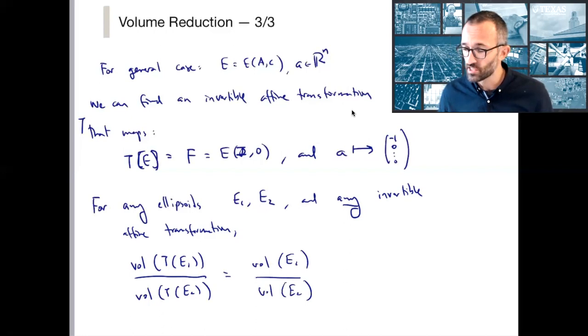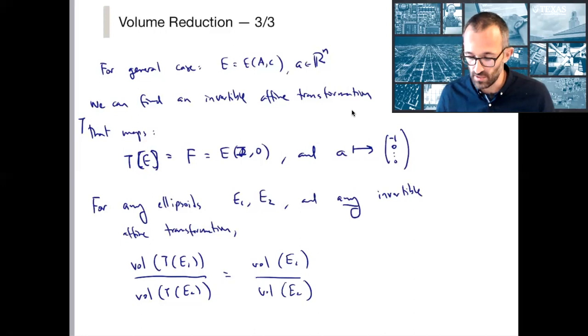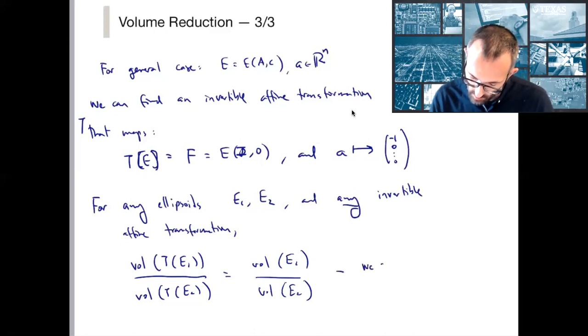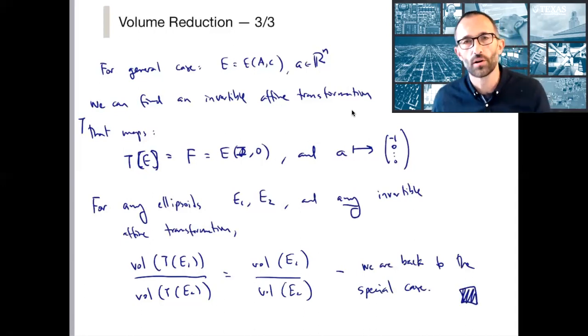And therefore, the special case that we did on the previous slide is essentially the general case, because we can reduce anything to that special case by this invertible transformation T. So in other words, we are back to the special case. And that is essentially, with some details omitted, the core of the idea of this volume reduction. These are useful facts to know about ellipsoids and just general geometry in n dimensions.